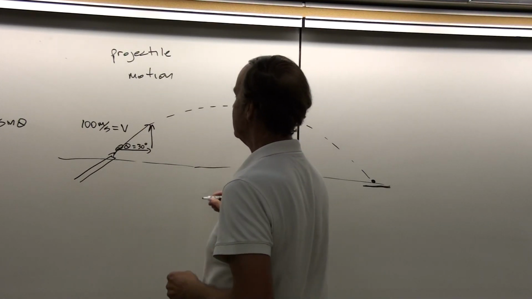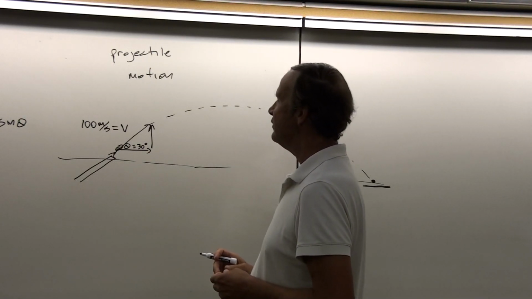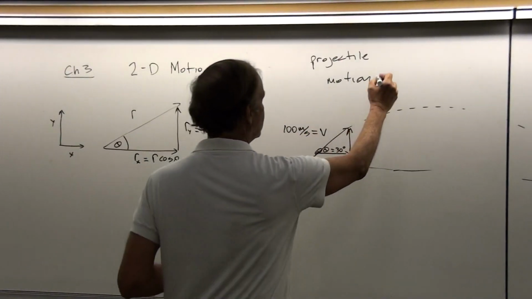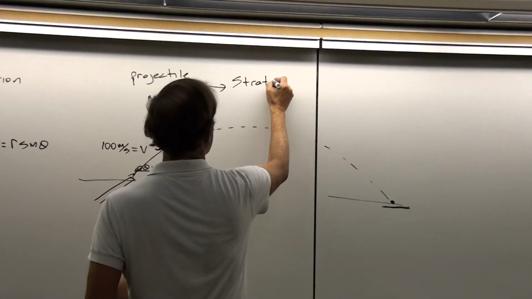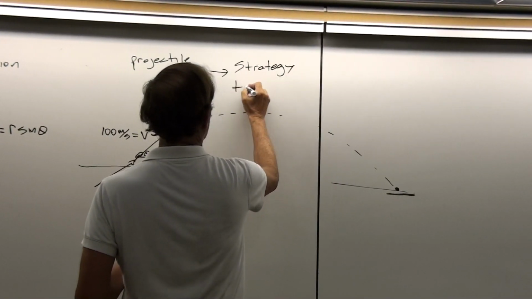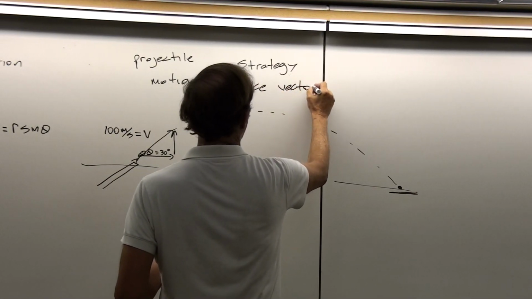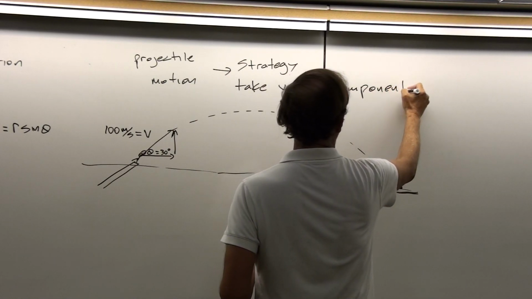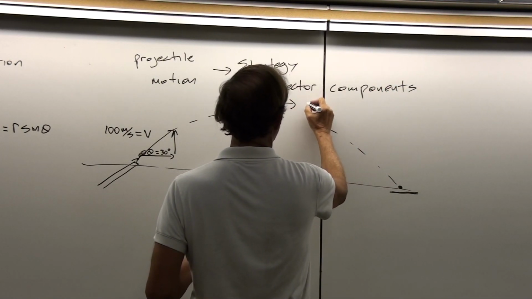And so here, what we're going to need to do is break this up into 2 different motions. So that's our strategy in these projectile motion problems. We take vector components, then solve the x and the y motions separately.